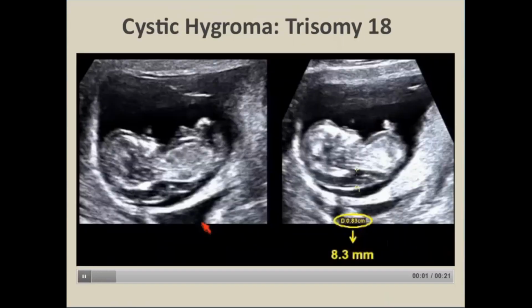Here's a fetus with trisomy 18. Notice the thickness behind the neck is 8.3 millimeters. Notice that there's a halo around the fetus representing the cystic hygroma. It extends around the top of the head, across the face, and down the trunk posteriorly and anteriorly. That can be typical of these diffuse cystic hygromas.